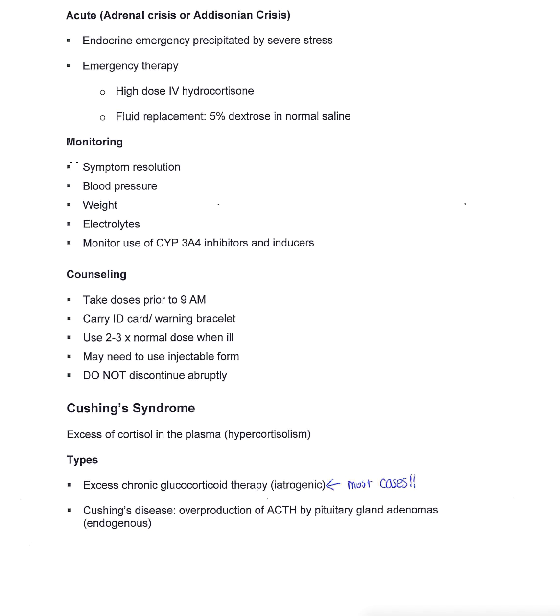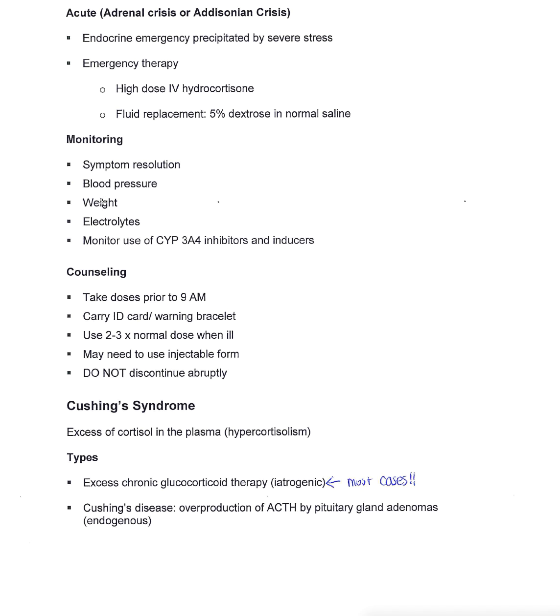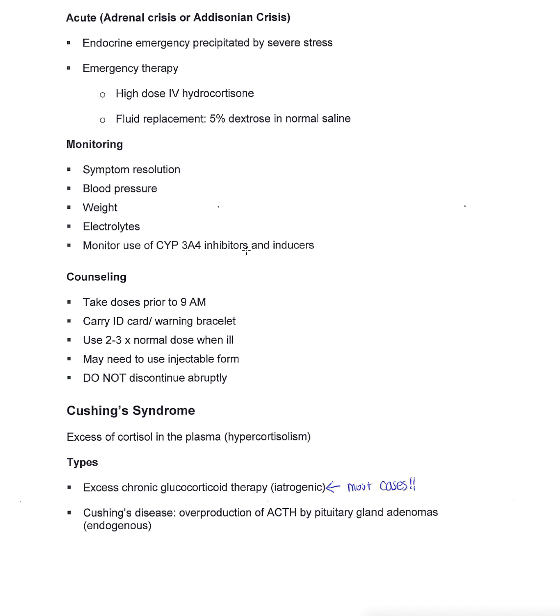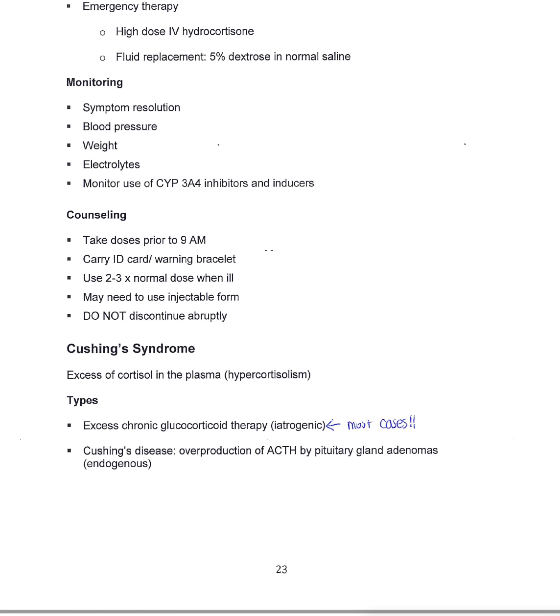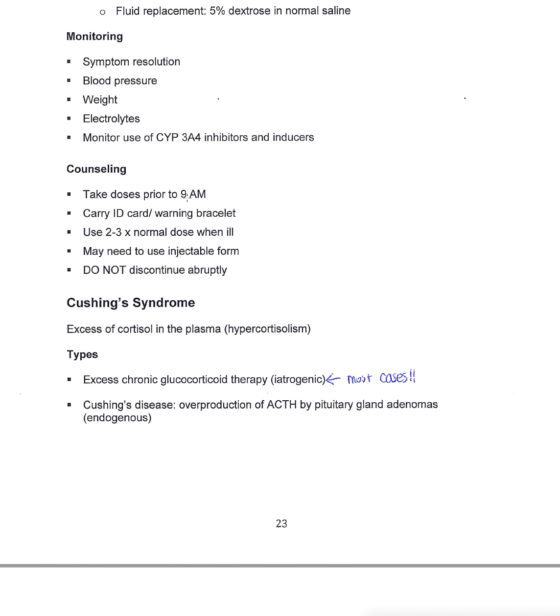So to monitor Addison's patients: symptom resolution, blood pressure for mineralocorticoid replacement, weight, electrolytes, and of course monitor use of CYP3A4 inhibitors and inducers. Counseling points: take the dose prior to 9 a.m. to mimic the physiologic level of cortisol, and carry an ID warning bracelet. These are all for Addison's disease patients. Use more dose when ill, may need to use an injectable form for any of those stress situations, and do not discontinue abruptly because that will cause HPA axis suppression.